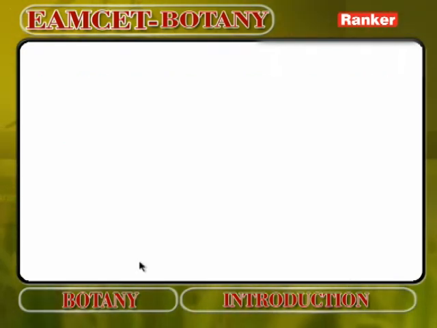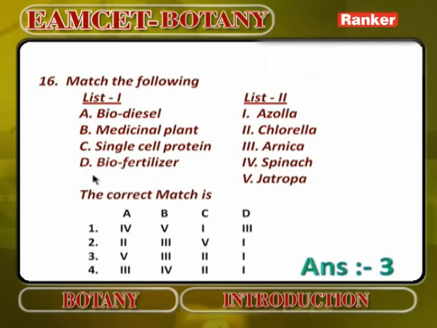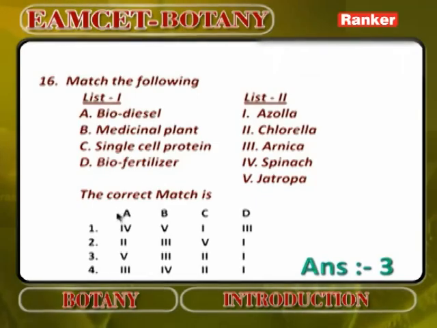Next, match the following. Biodiesel plant, just now I told, is Jatropha. Medicinal plant is Arnica. Single cell protein is Chlorella. And biofertilizer is Azolla. Answer is 3, 5, 3, 2, 1.